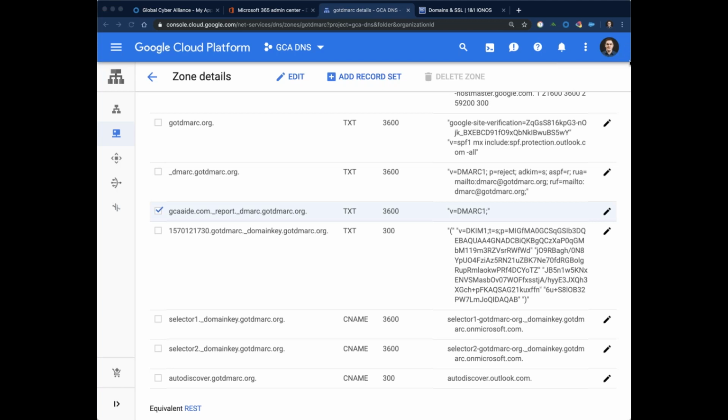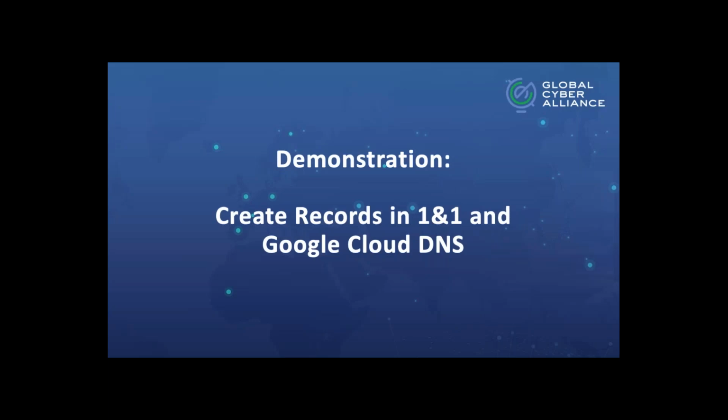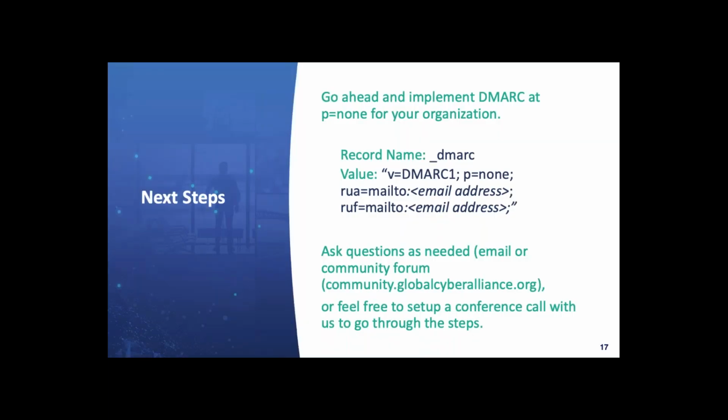All right, so those are all the tags. So let me switch back to our presentation. Just have 2 more slides just to wrap up. So what are the next steps? Now that you know how to create these records and how to do this, go ahead and do it. Implement it. Put it into place. But start off at P equals none, so that way you're not breaking anything, right? Because P equals none, remember, that's monitored only mode. Get the reports. Start reviewing those reports.